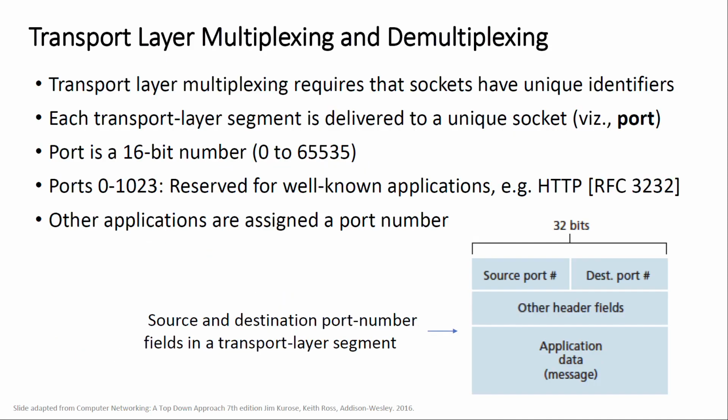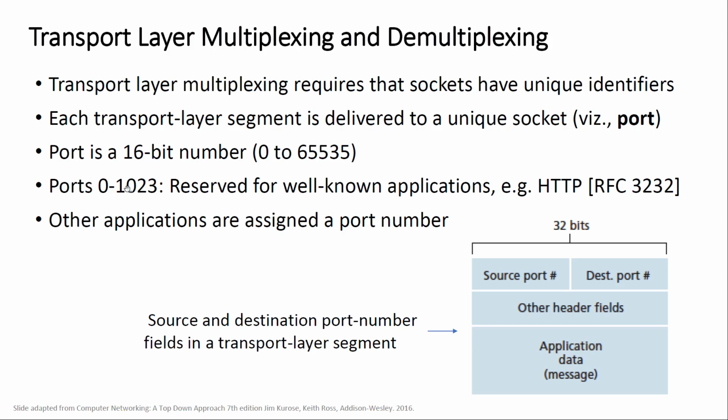So, transport layer multiplexing requires that sockets have unique identifiers. Each transport layer segment is delivered to a unique socket. For this reason, we use actual port numbers. A port is a 16-bit number, so it is something between 0 to 65,535, which is 1 less than 2 to the 16, as you know.